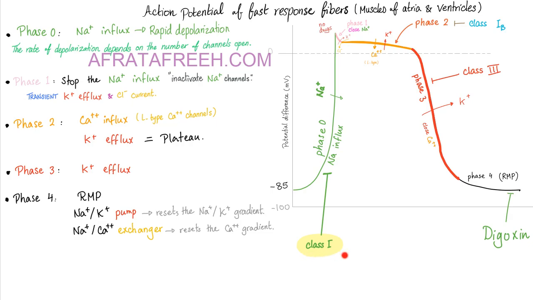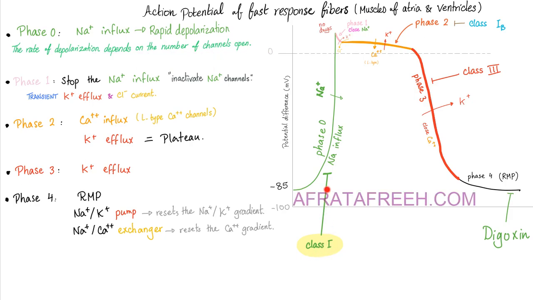Class 1 antiarrhythmic drugs, also known as the sodium channel blockers, will inhibit phase 0, so they will prolong phase 0. It will take longer and the slope will decrease. And then phase 2 is blocked by class 1b. Phase 4 is targeted by digoxin, and phase 3 is by class 3. This is the easiest one to remember.